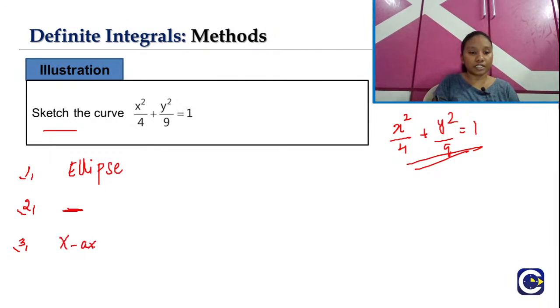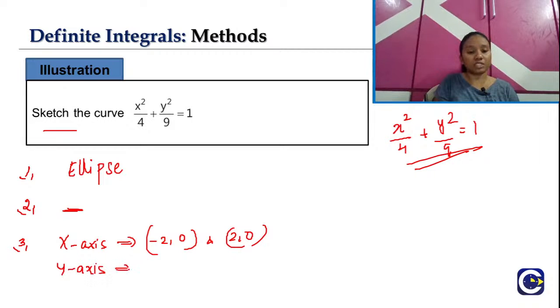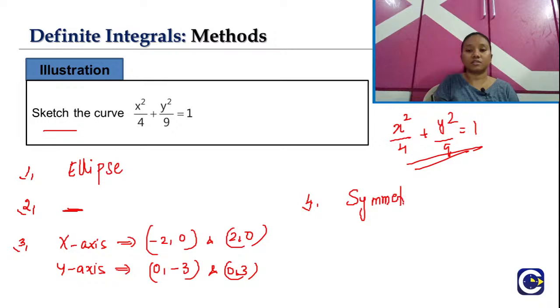So if we take the intersection points on the x-axis, what are the intersection points? Minus 2 comma 0, as well as 2 comma 0 is the other point. And on the y-axis, what are the intersection points here? One is 0 comma minus 3 and the other is 0 comma 3. Right. And one more thing we can predict is that it is symmetric. So it is symmetric about which axis?